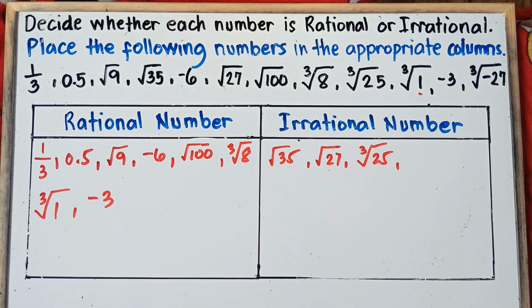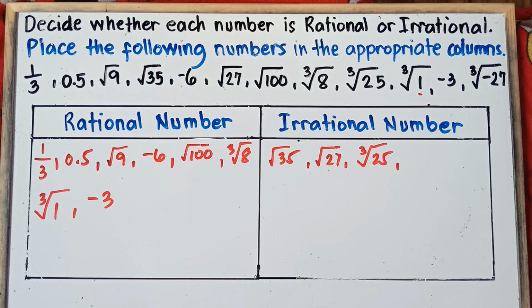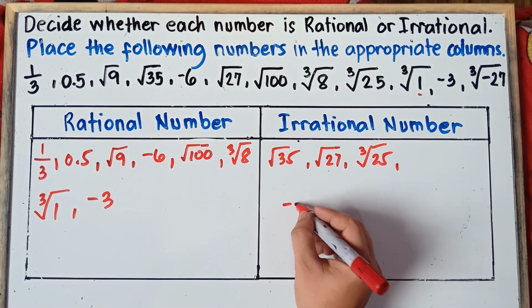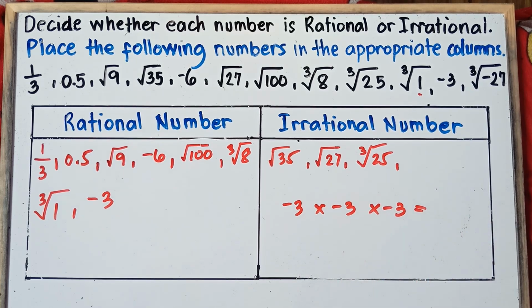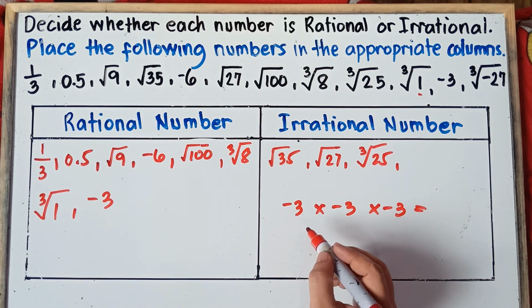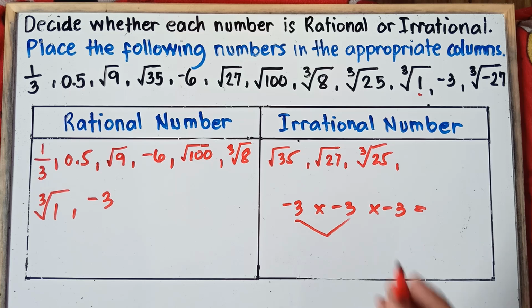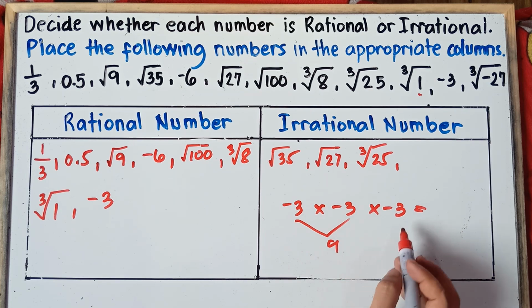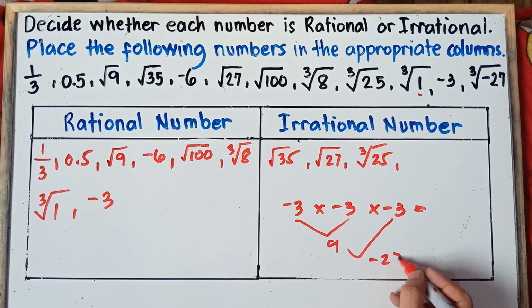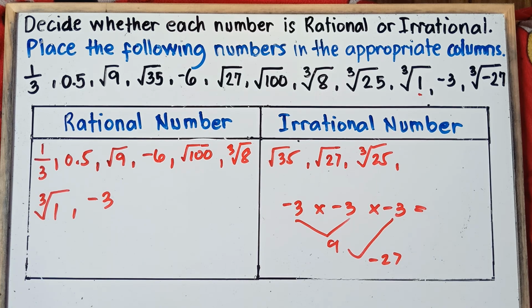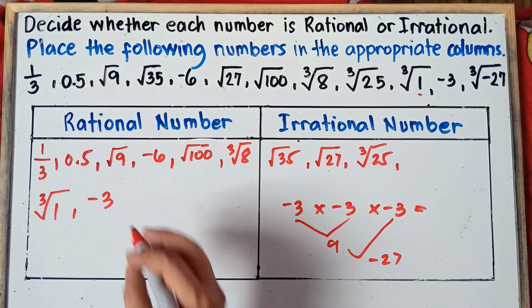Is it rational or irrational? Do we have a number, class, that when you multiply it by itself 3 times, you will get negative 27? Yep, there's a number. For example, class, that would be negative 3 times negative 3 times negative 3. So let's check if we get negative 27. Negative 3 times negative 3 is positive 9, because negative times negative is positive. Then 9 times negative 3 is negative 27. So therefore, cube root of negative 27 is a rational number.